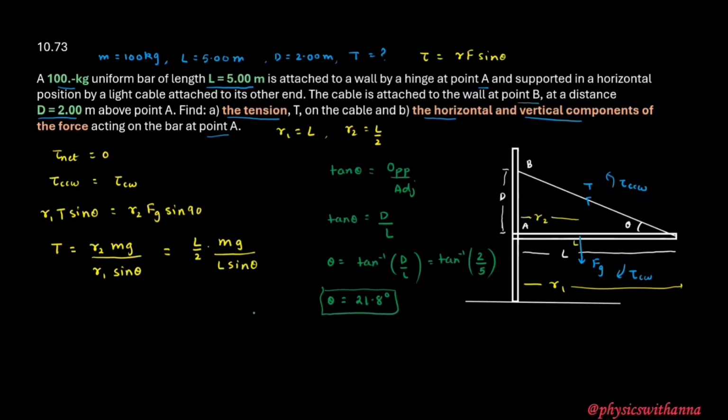Now let's substitute everything in our expression for T here. We get T equal to L, which is 5 meter, by 2, mass of the bar is 100 kilogram, acceleration due to gravity is 9.81, over L again, which is 5, into sine 21.8. And then when you solve this, you get tension T to be equal to 1320.8 Newton.